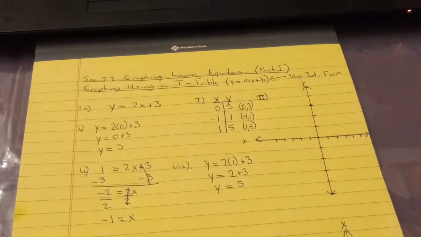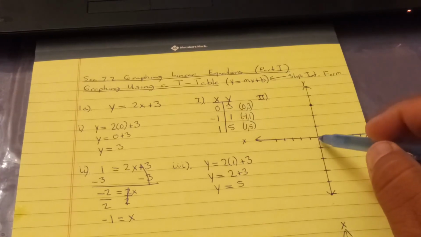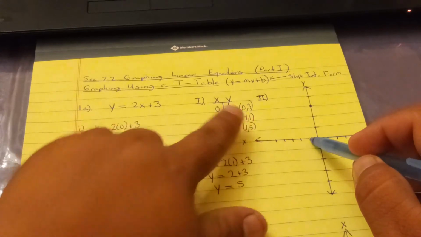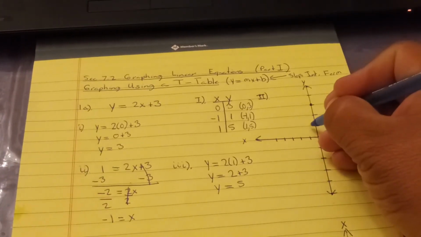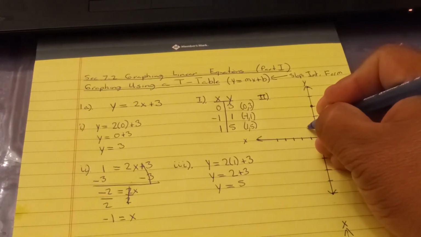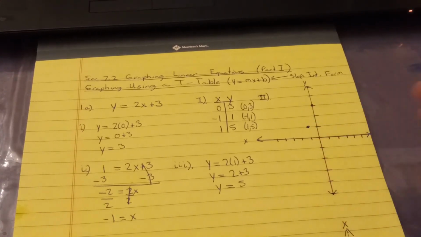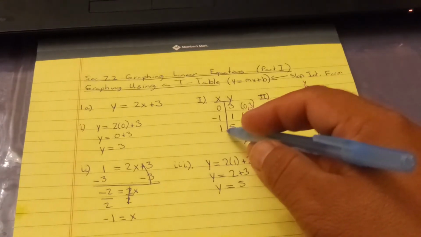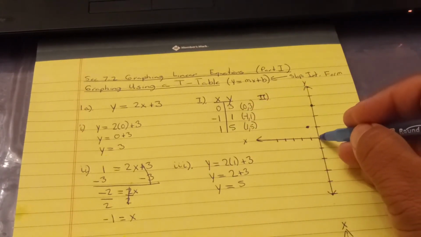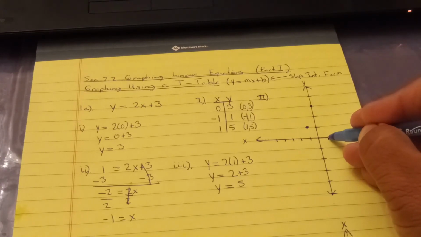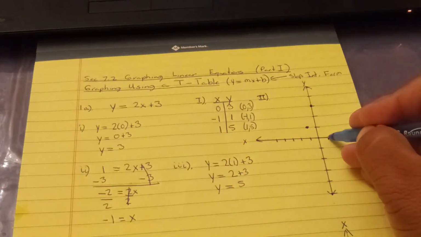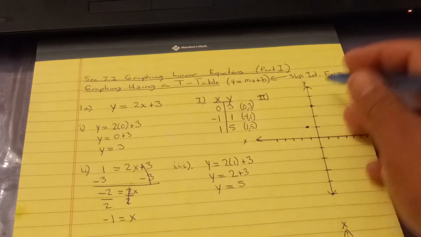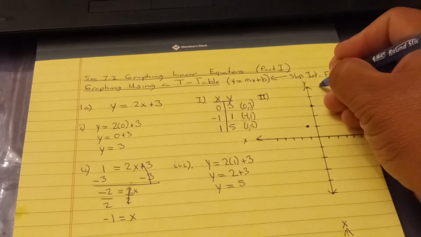Our next point is negative 1 and 1. So we move one place to the left. And since your y is positive, you move one place up. Alright, so that's your ordered pair negative 1 and 1. And your last one here is 1 and 5. So you're going to move from the center 1 to the right. And since your second value is positive, you're going to move up 5. 1, 2, 3, 4, 5. So it'll be somewhere around here.